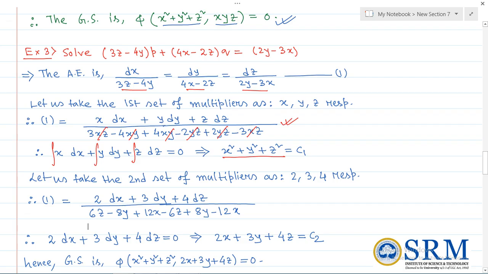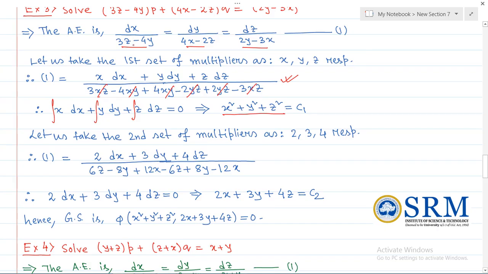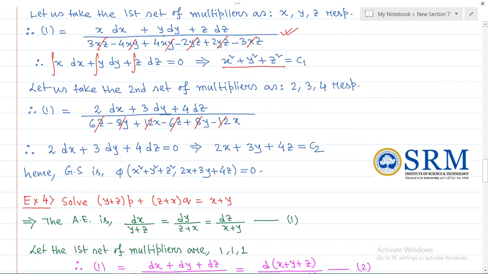Let us take another set of multipliers. If you just look at this question, in the first factor the constant 2 is missing, in the second one constant 3 is missing, and in the third one constant 4 is missing. Therefore we have to multiply the first factor by 2, second factor by 3, third factor by 4 and add. So if we do that, here also the denominator terms are going to be cancelled out, right? So the denominator is going to be 0. Since the denominator is 0 and in equation 1 every term is equal to this factor only, this factor is going to be 0. 2 dx plus 3 dy plus 4 dz equals to 0.